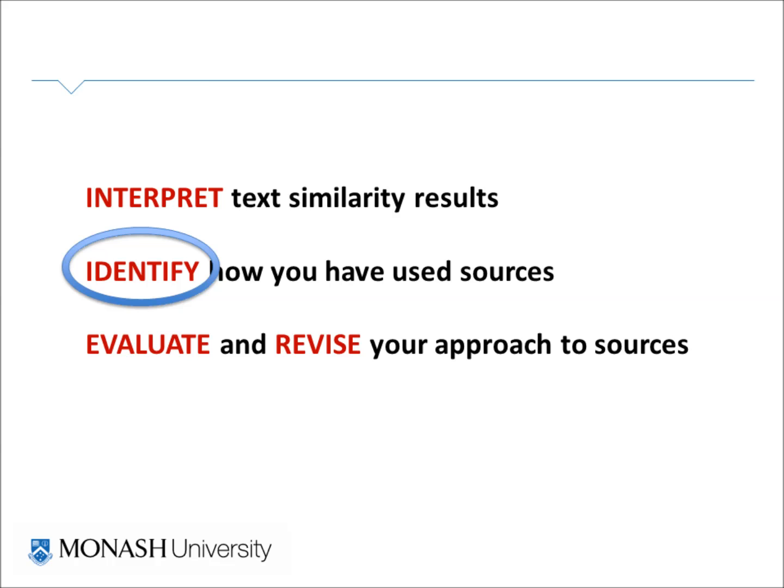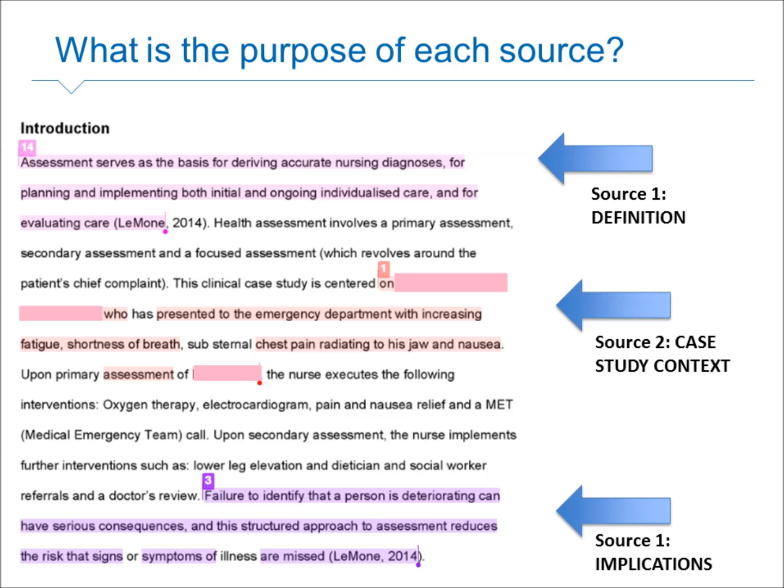The first thing we should do is ask ourselves what role each source is playing, or what is its purpose. The first quotation here is a definition. It's a definition of assessment. The second one gives us the context for the case study. And the third one looks at the implications of failure to identify.